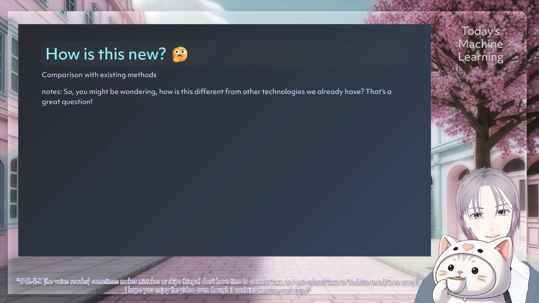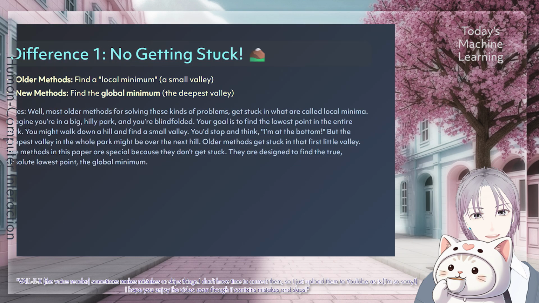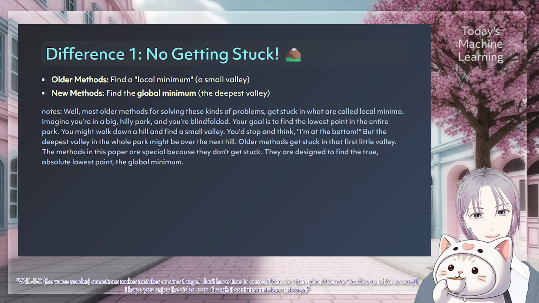So you might be wondering, how is this different from other technologies we already have? That's a great question. Well, most older methods for solving these kinds of problems get stuck in what are called local minima. Imagine you're in a big hilly park and you're blindfolded. Your goal is to find the lowest point in the entire park. You might walk down a hill and find a small valley. You'd stop and think, I'm at the bottom, but the deepest valley in the whole park might be over the next hill. Older methods get stuck in that first little valley.